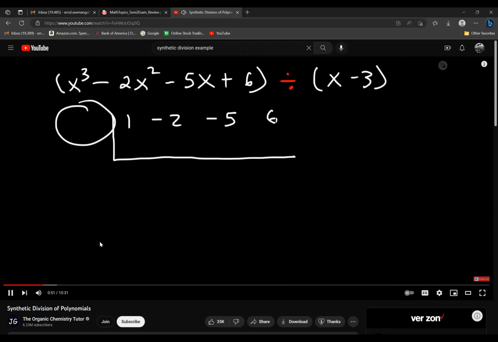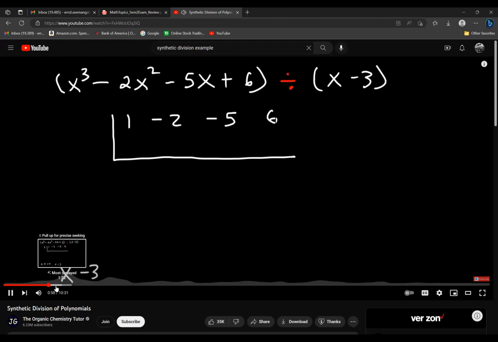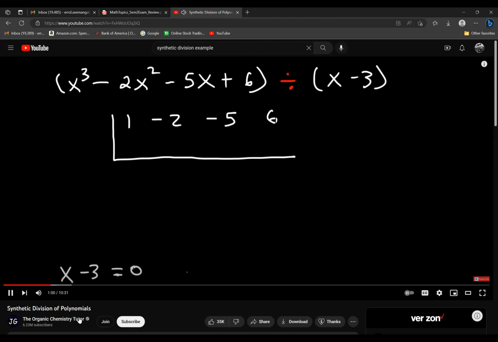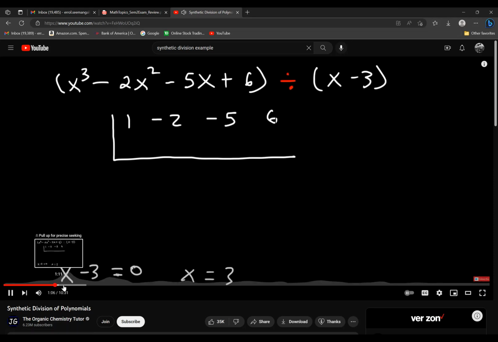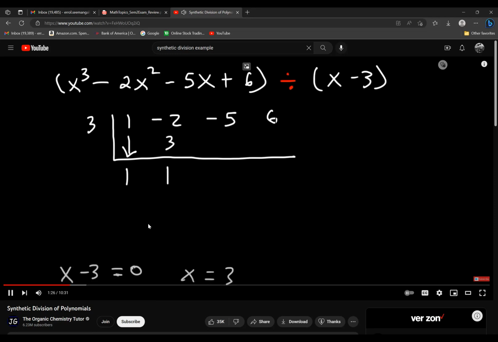Okay, so they put the coefficients there: 1, -2, -5, 6. If you take this factor, x minus 3, and set it equal to 0 and solve for x, that's 3. You'll see that x is equal to 3. That's one of the zeros of the function. Okay, so they put the 3 there, and then multiply. Yeah, so they bring down that first one. Okay, I got it.